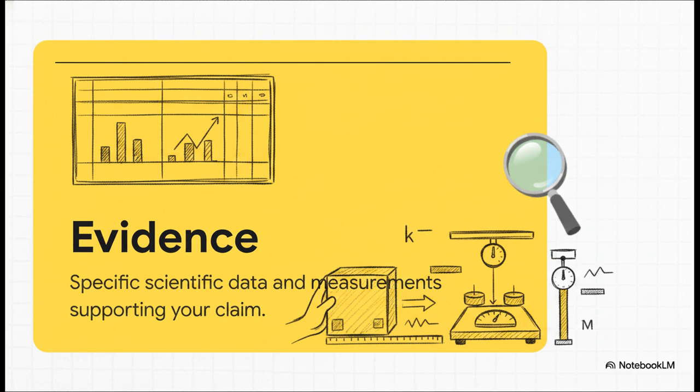This is where you pull those exact numbers straight out of your data table to back up what you just claimed. You wouldn't just say, oh, the heavy box didn't move very far. You'd say, the 20-kilogram box only moved 0.5 meters, using specific kilograms, newtons, and meters. That is exactly what separates true scientific evidence from just a casual observation.